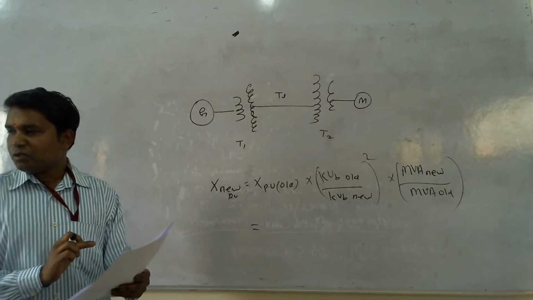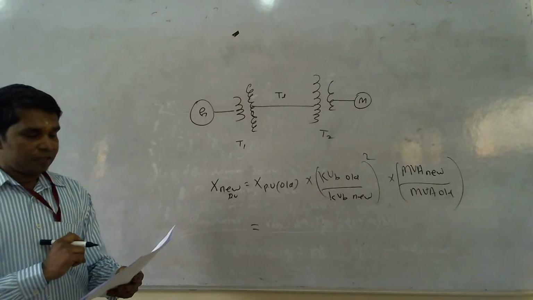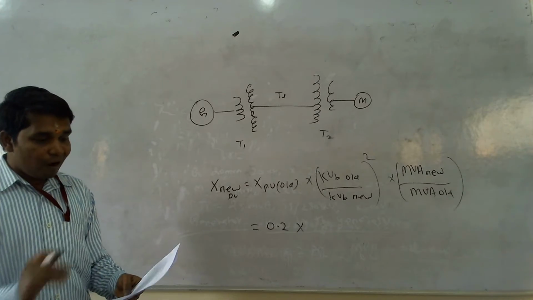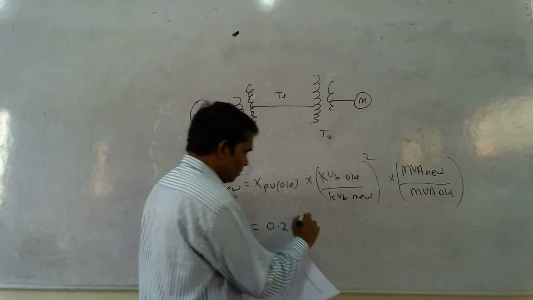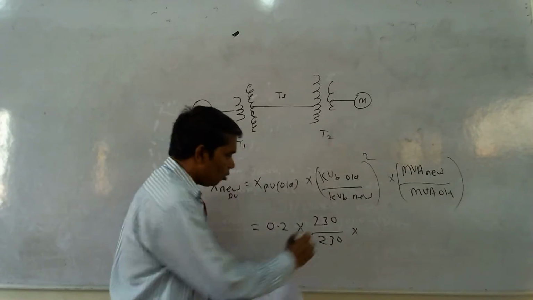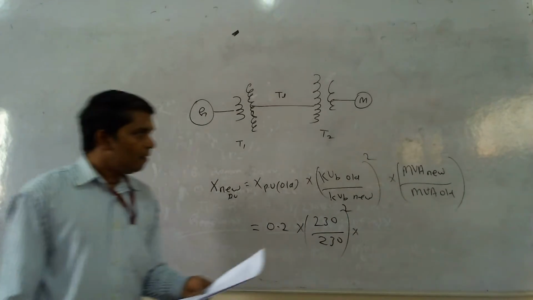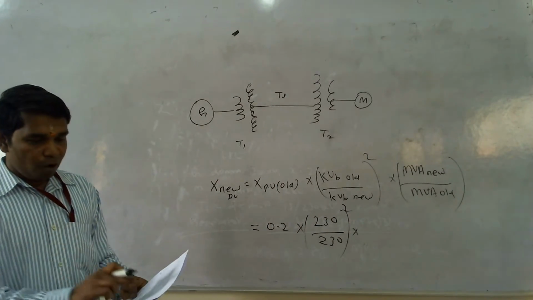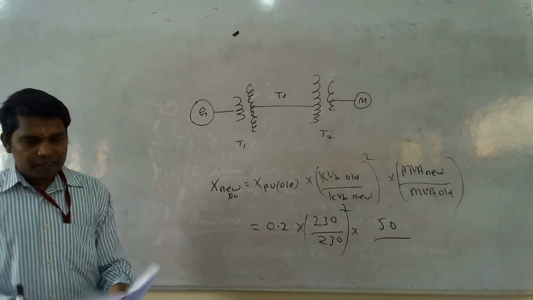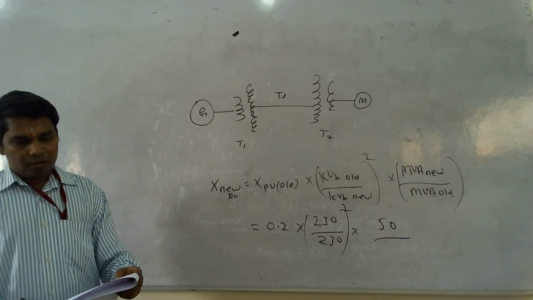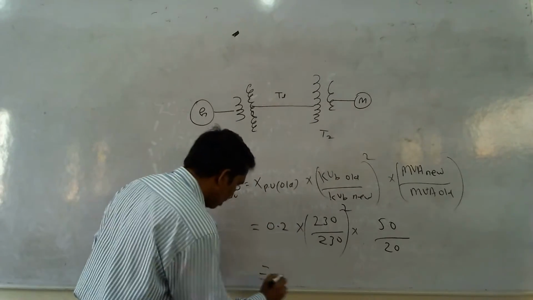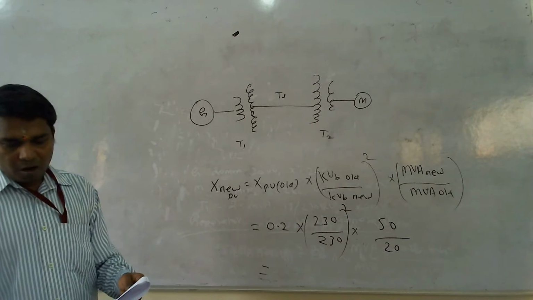The old reactance value, how much is it given? It's given as 20%. Therefore you have 0.2 into the kilovolt base old value on the secondary side, which is given as 230, and the new value 230, the whole square, and multiply by the megavolt ampere. The new value is given as 50 megavolt ampere, so 50, and the voltage value is given as 20, right? So this is 20.